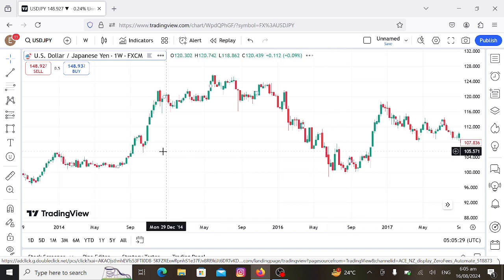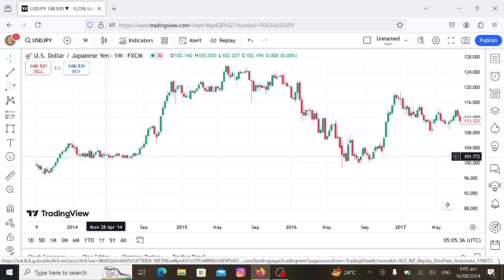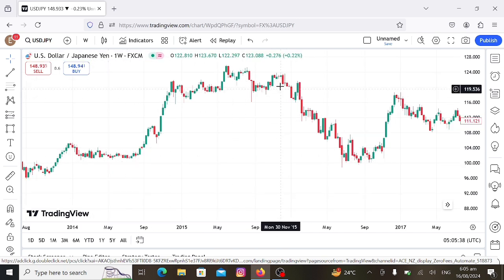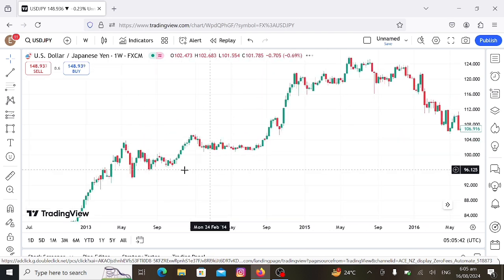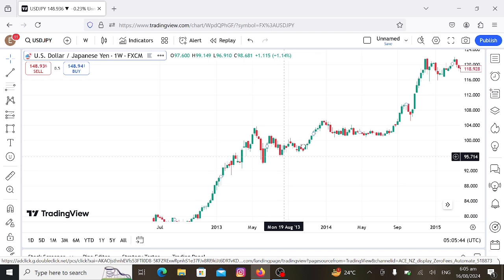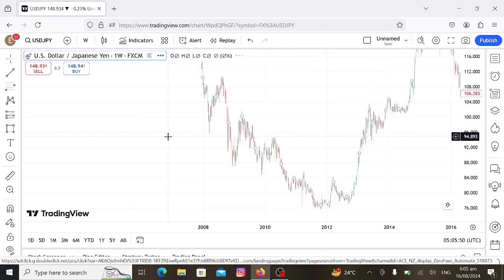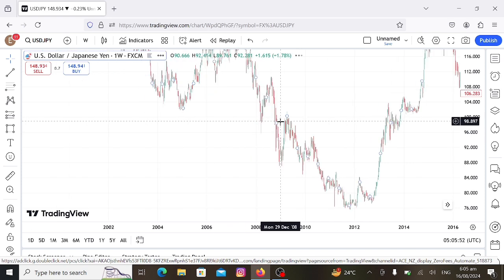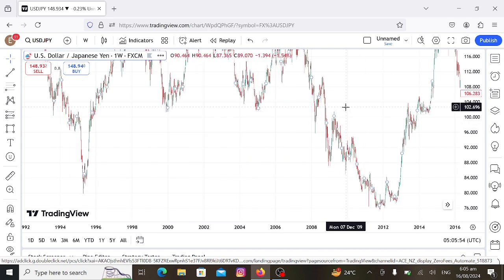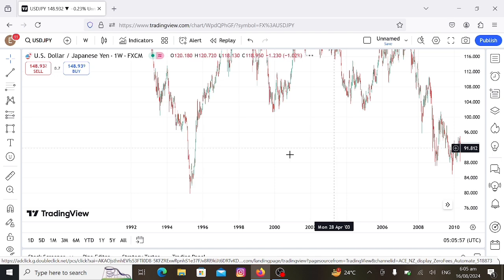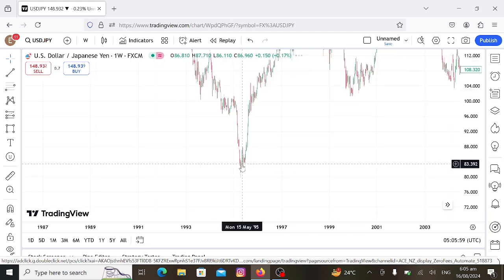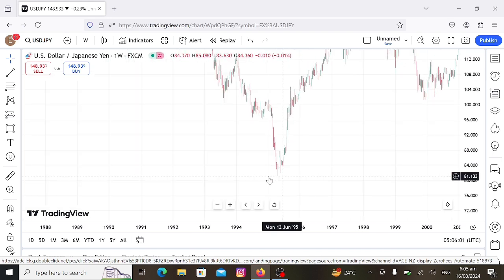Remember I said a hammer is at the bottom of a trend. So don't look for a hammer in the middle of a trend, but from the bottom of a trend. So let's look for where the trend ends. And let's try this. Okay, lucky to find one here as well.